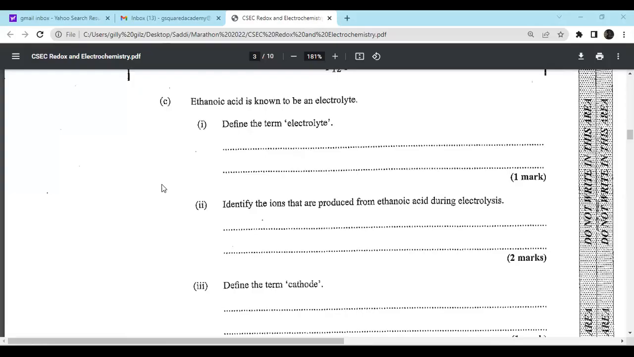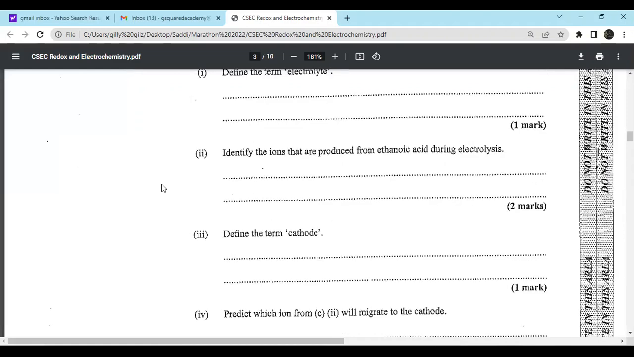All right, so here's the first question. Ethanoic acid is known to be an electrolyte. Define the term electrolyte. We just did that. An electrolyte is an ionic species, and they're going to say ethanoic acid is not ionic, but anyway, it is an ionic species in an aqueous or molten state. Okay? It really is ionic in nature.